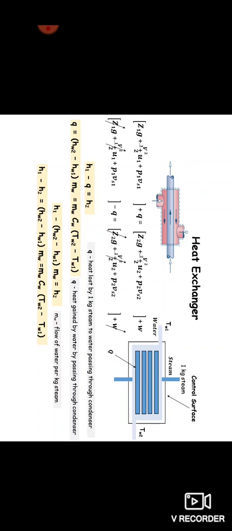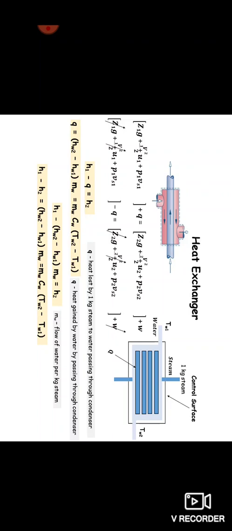Similarly, you can find that q is equal to (hw2 minus hw1) into mw, which is equal to mw cw (tw2 minus tw1). q is the heat gained by water passing through the condenser. Similarly, the above equation can be written as h1 minus h2 is equal to (hw2 minus hw1) into mw. So finally, we have h1 minus h2 is equal to (hw2 minus hw1) into mw is equal to mw into cw (tw2 minus tw1).